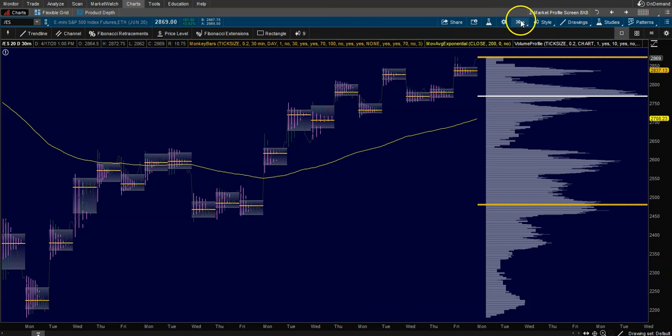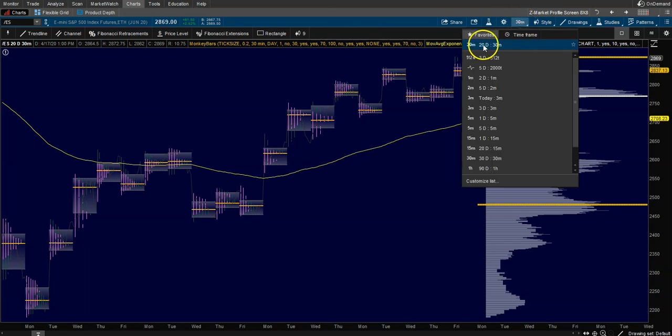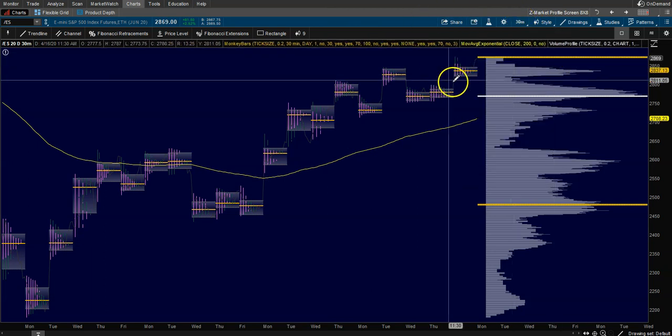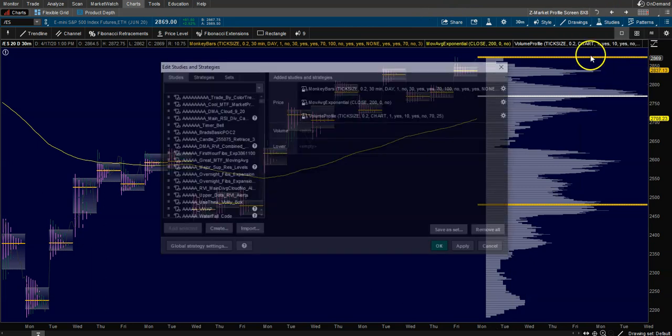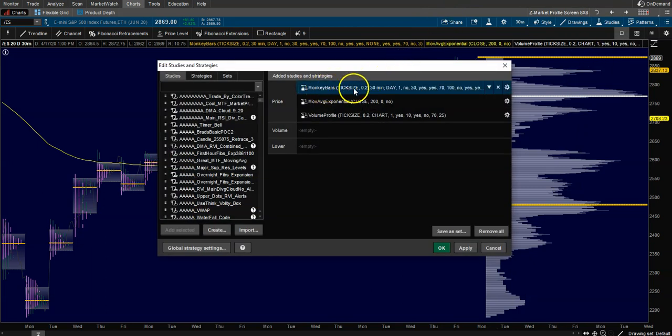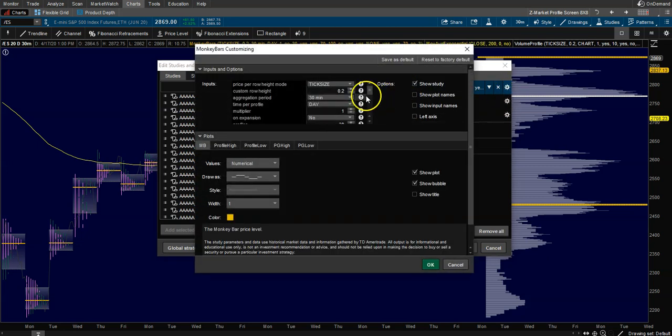Today we're looking at the 30-minute 20-day chart. What we have on here is the monkey bars, the exponential moving average 200, and also volume profile. Here are all the settings for the monkey bars.